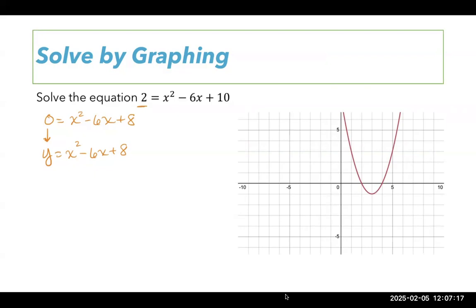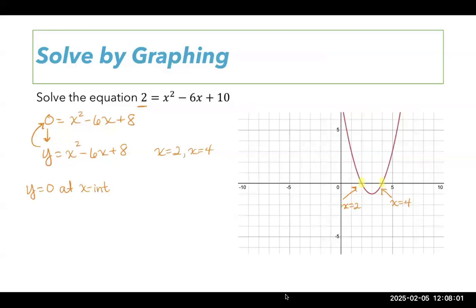And so now what we're looking for is, where are the points for when y was equal to 0? Well, y equals 0 at x-intercepts. So that's what I'm going to look for. I'm going to look at the x-intercepts here and here and determine the x values at those x-intercepts. So here I have an x that's equal to 2, and here I have an x that is equal to 4. And so those will be my solutions. x equals 2 and x equals 4.